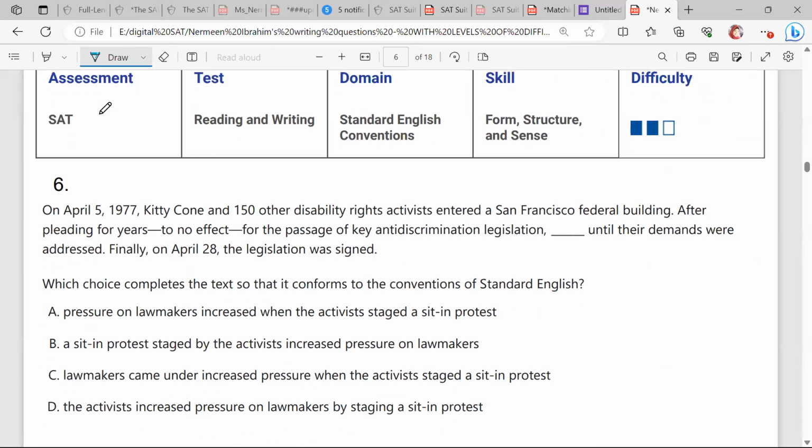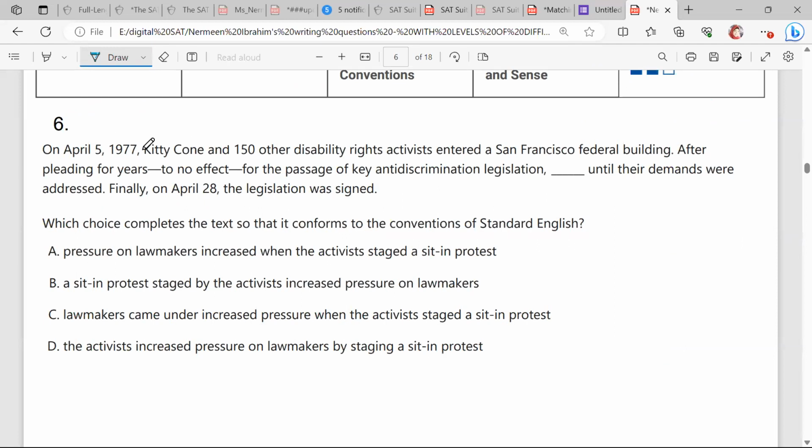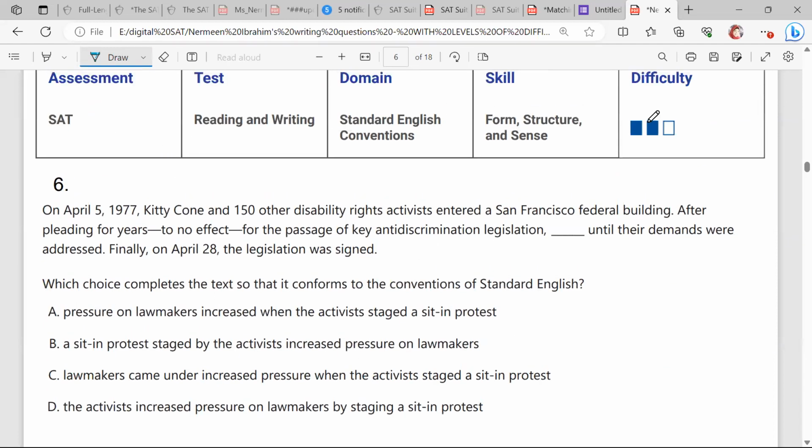Okay, now let's go for number 6. Yes. Number 6, the level of difficulty is medium, fair. We have here form, structure, and sense. Read it silently, and we're going to discuss it immediately after you write down the answer.